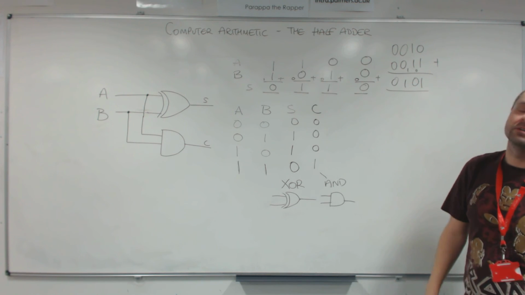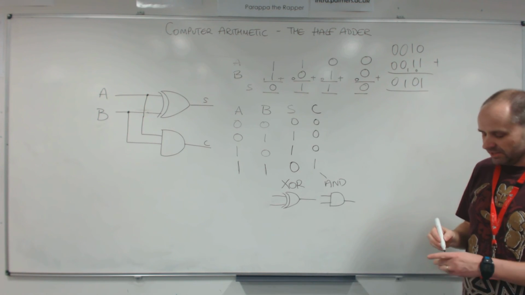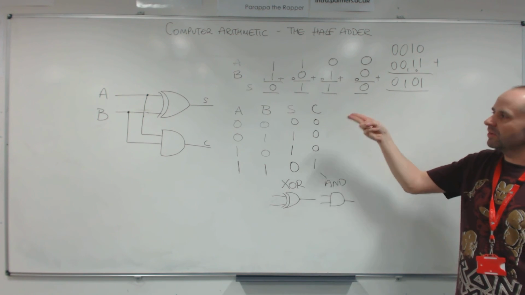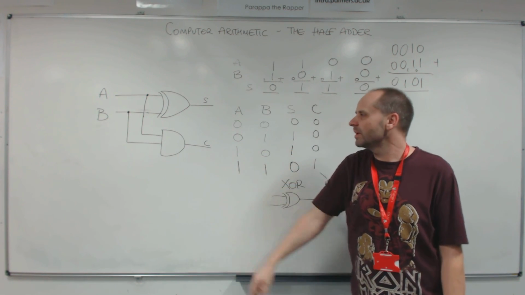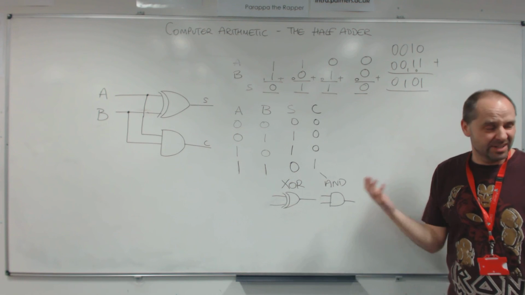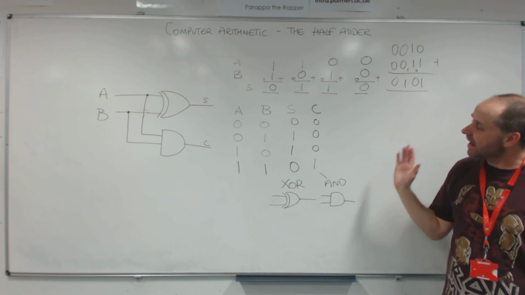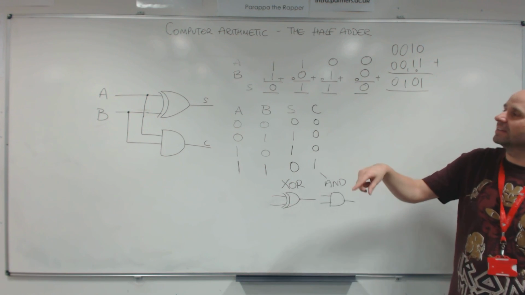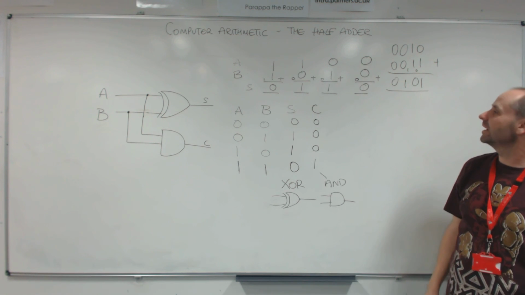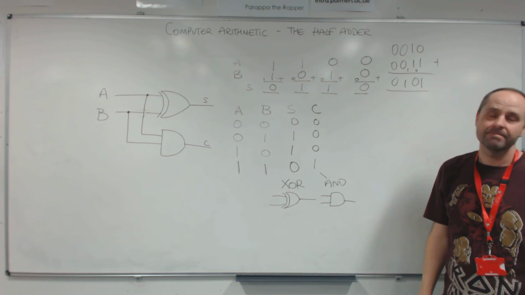Okay? So the half adder is there. It will take two bits, add them together and create a sum and carry, but actually we need to do something more complicated than that to do the full addition, because we haven't taken the carry into account. So this will just do single bits. Okay?